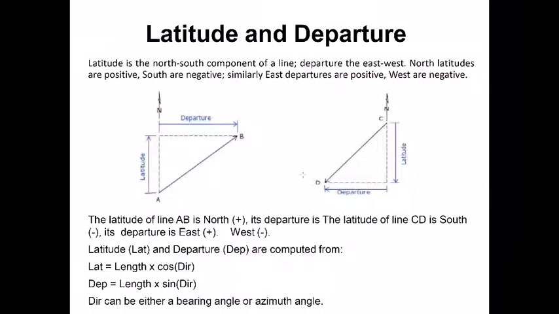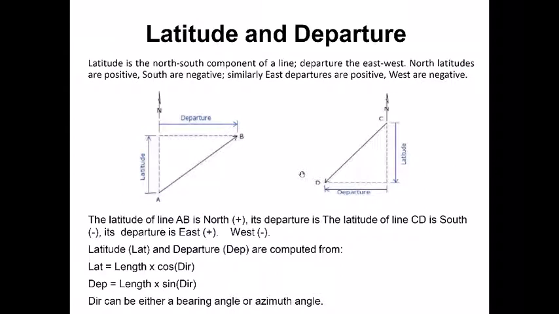So now let's take that discussion further to our computations of traverse and balancing a traverse. So determining latitude and departure. First, let's try to understand what is latitude and departure. Latitude is the north-south component of a line, and departure is the east-west component of a line. So like we did before, latitude represents the north-south component, and the word longitude is replaced by departure, and it gives you the east-west component.